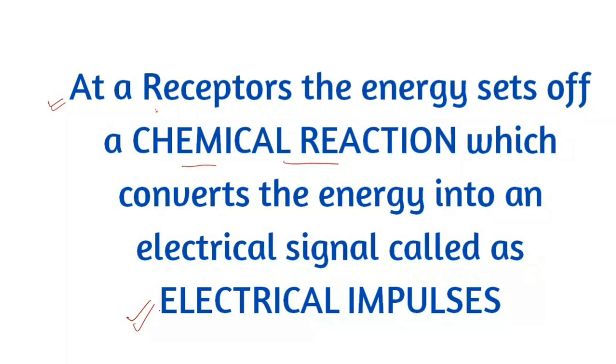Now, whenever you touch a hot object, your skin has thermoreceptors. These thermoreceptors are specialized cells where the energy sets off a chemical reaction. The neurons present there perform a chemical reaction which converts the energy into an electrical signal called electrical impulses. I hope you have understood this point.